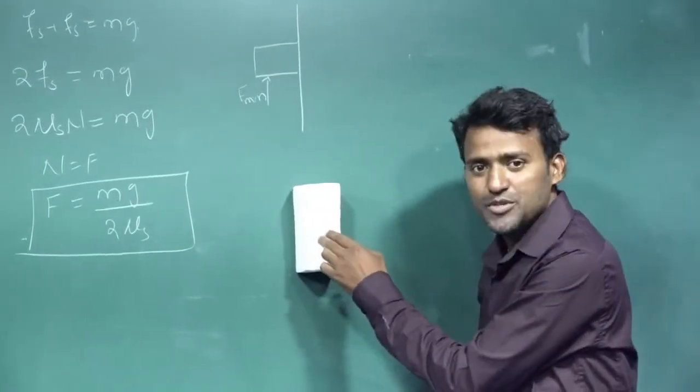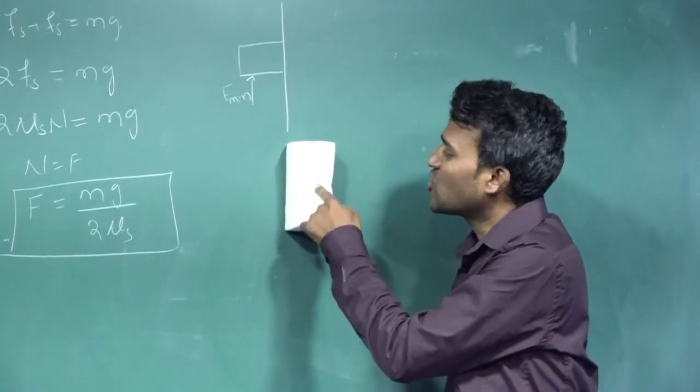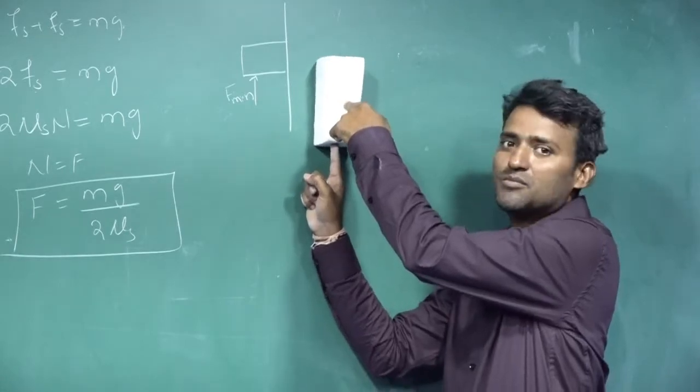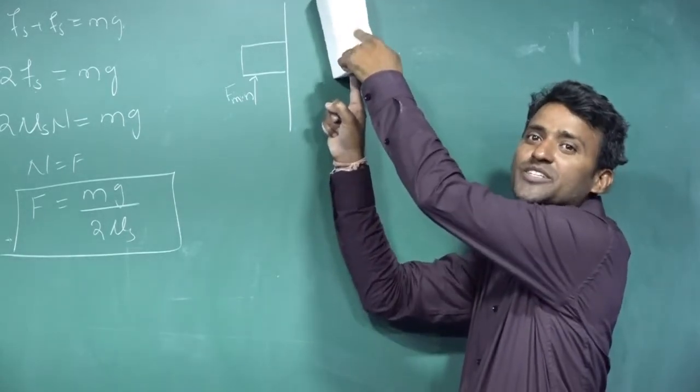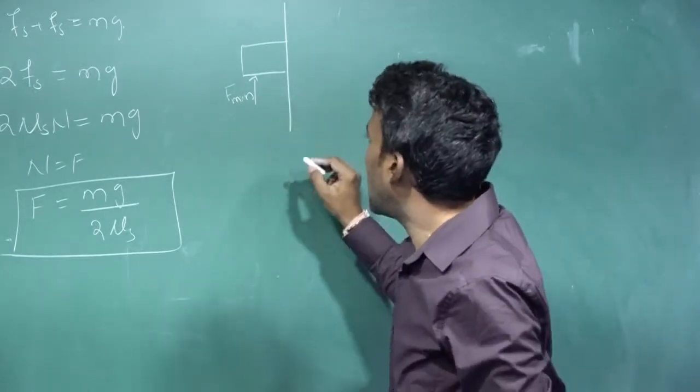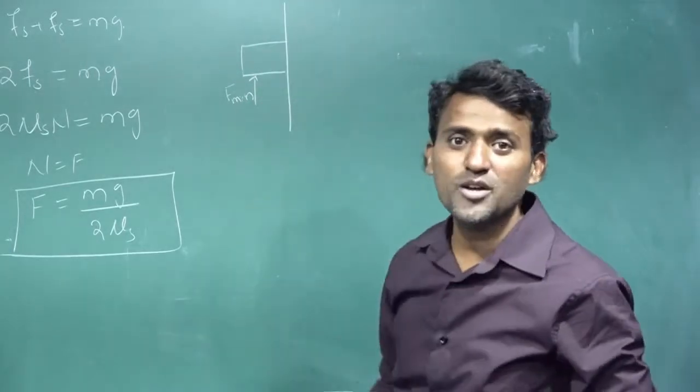Now the force on the object is like this. The minimum force is required to move the object from the bottom. Like this I am applying. What is the minimum force required to move the object upward?